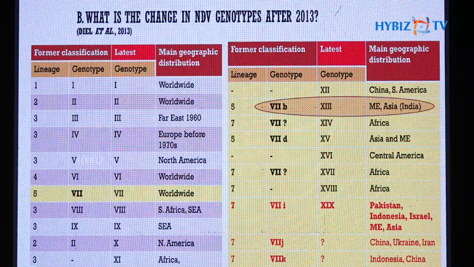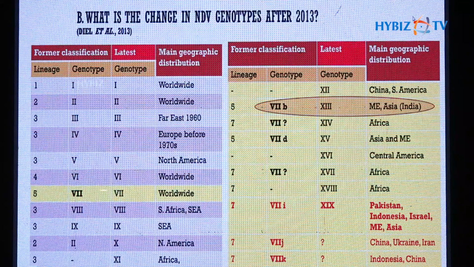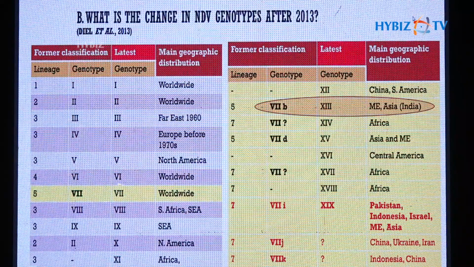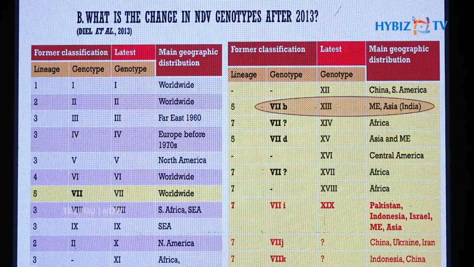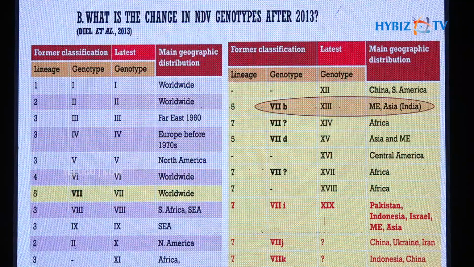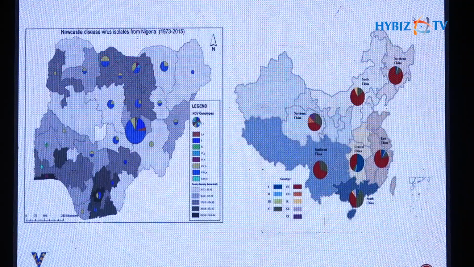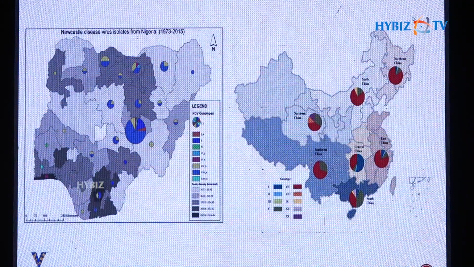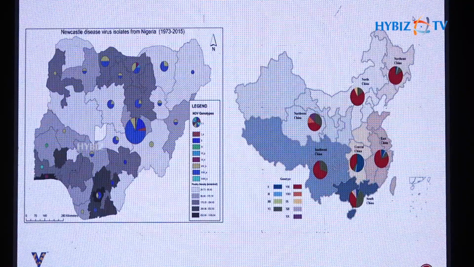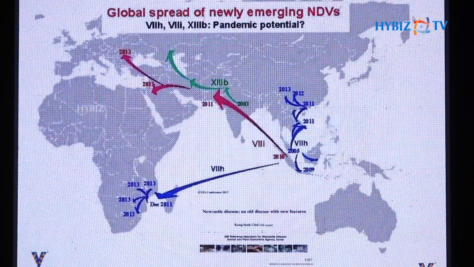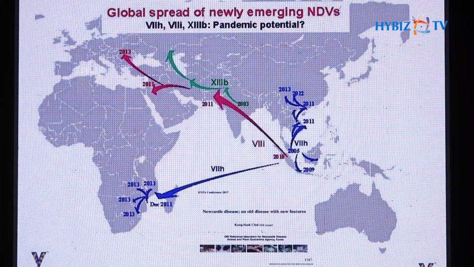You can see here there is no major change in these genotypes, but especially in 7, which is the old classification, which is presently 7 also, but now in the new classification some of the strains have been removed and given a new name. Like 7B is 13 in India, and 7I is 19. This is of interest. So these are the challenges in other countries, how 7 is creating a problem in China and Nigeria also. And this is the latest publication about 7I.